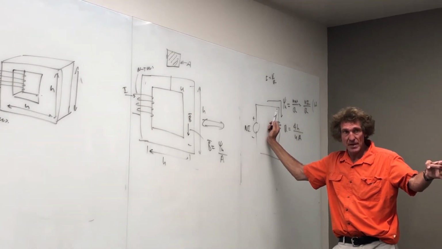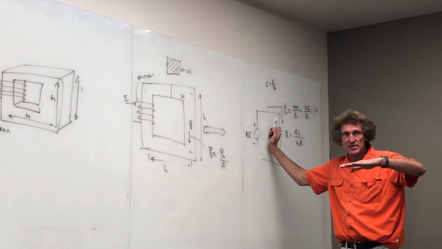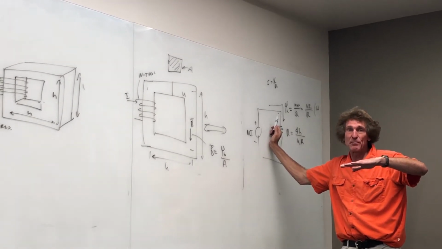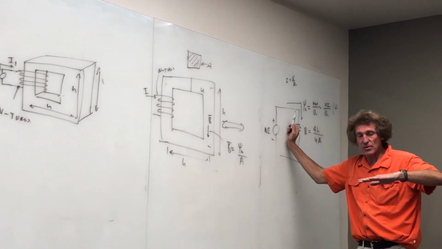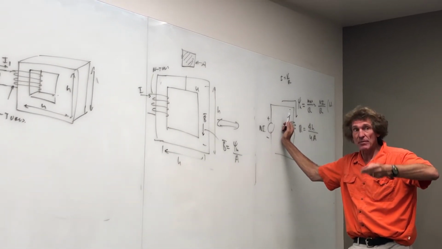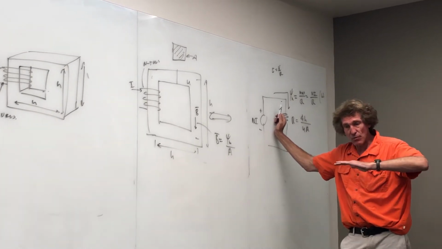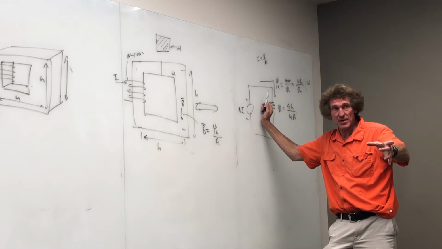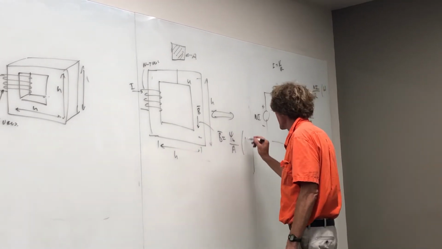Current density. If you know the total current, we're assuming it's uniformly distributed, it doesn't pile up on the edges. But if you just take the total current divided by A, that would give you J, the current density. If you wanted the B field, you take the total flux in Webers divided by the cross-sectional area. Now you have B in Webers per meter squared.